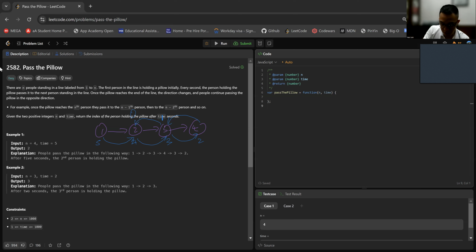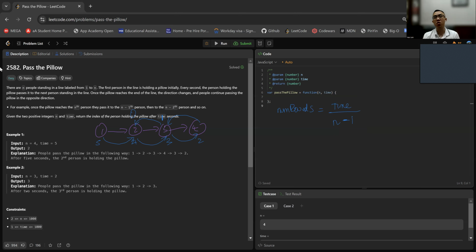So the number of rounds can be equal to the time that we have divided by n, which is the total number of people, minus 1. If we get to the end of the line, that is 1 round. The reason I'm doing that is that if we know the number of rounds, maybe we can figure out which person holds the pillow in constant time, doing some arithmetic.